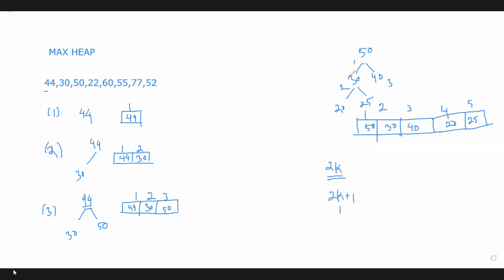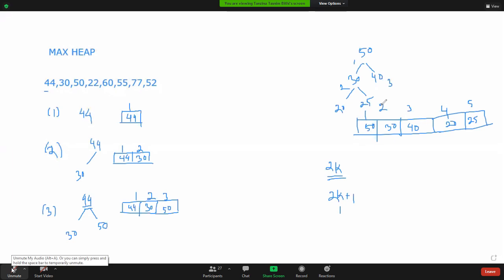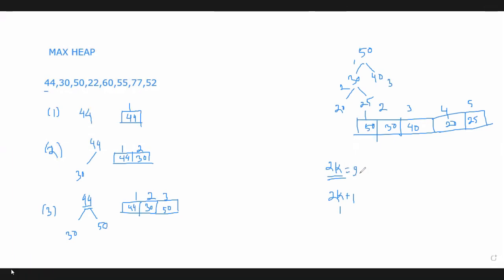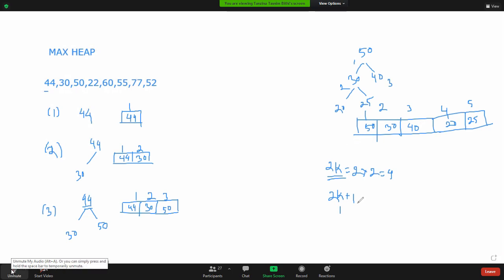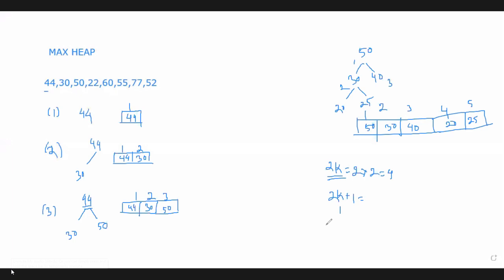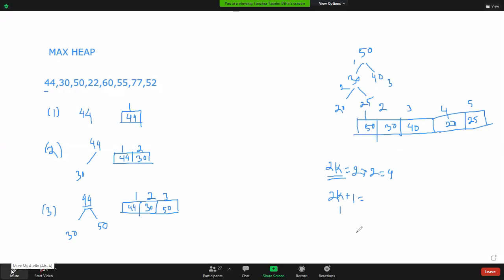Okay, suppose 30 is now the root node or parent node. So which one is its child node? What is the position of 30? 2. That means k equals 2. So 2k equals 2 into 2 equals 4. So go to that location 4. 20 is the left child of 30, isn't it? And what about the right child? 2k plus 1. When k equals 2, 2 into 2 equals 4, 4 plus 1 equals 5. So 25 is the right child of 30. Is it clear how to find out the left child or right child of a node?